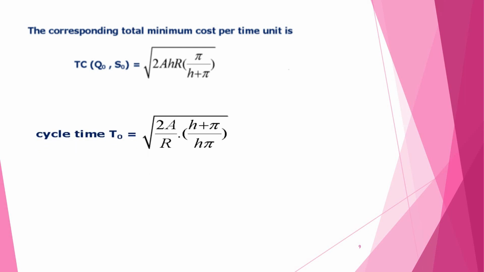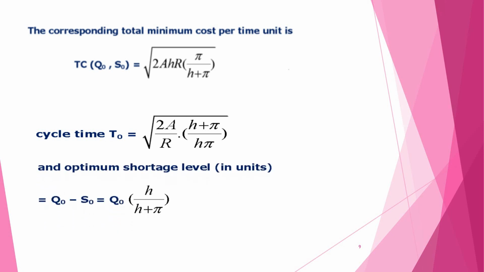What is cycle time? T0 is Q naught upon R. So T0 is given by 2A upon R into H plus pi upon H pi. And we can also find out the total optimum shortages permissible as Q0 minus S0, and that gets simplified to Q0 into H upon H plus pi.